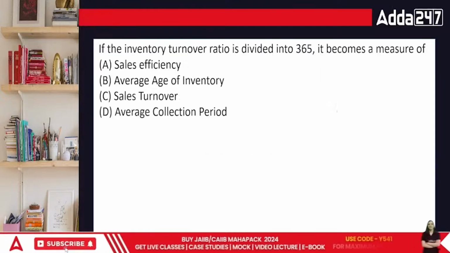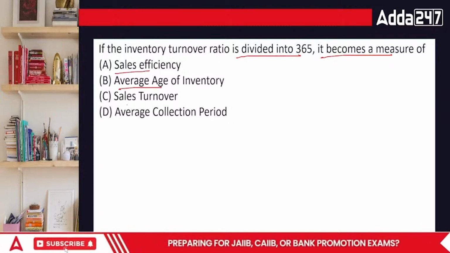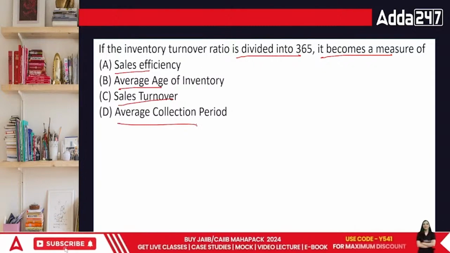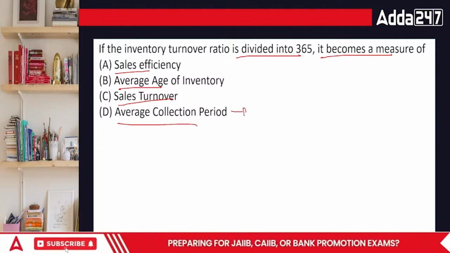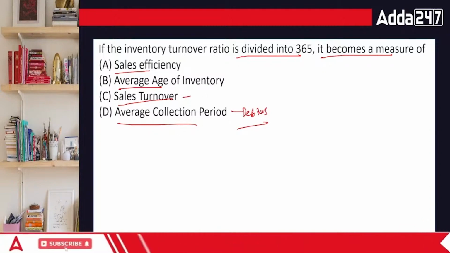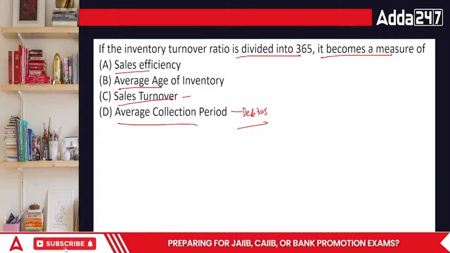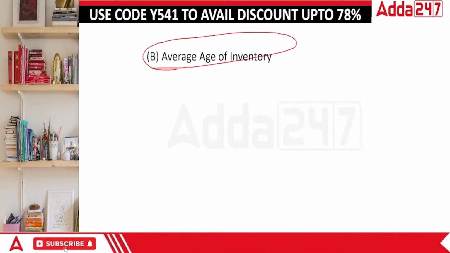Okay. Moving on to the next question. If the inventory turnover ratio is divided into 365, it becomes the measure of sales efficiency, average age, sales turnover, average collection period. Average collection period is for debtors. Sales turnover is for sales of the entire year, divided into different bases. So in this case, the correct answer is actually average age of inventory, for how long the particular thing is in our organization there, right?